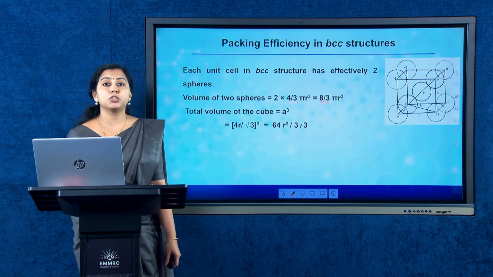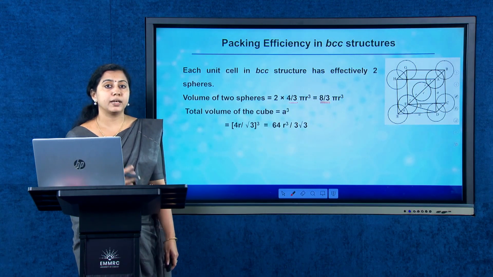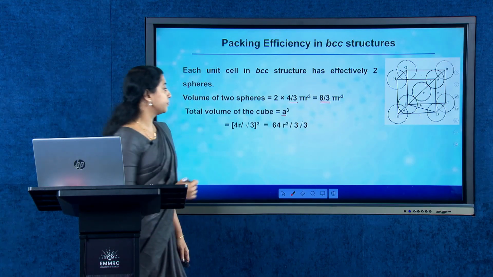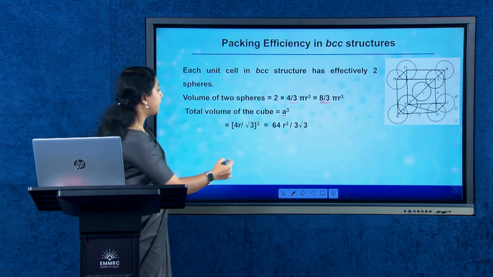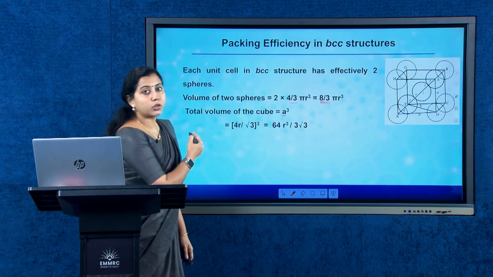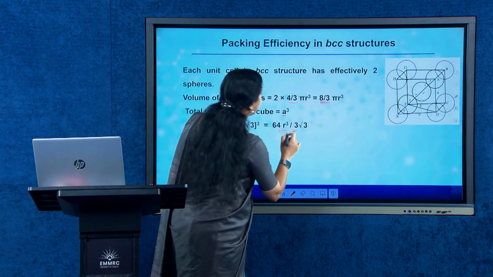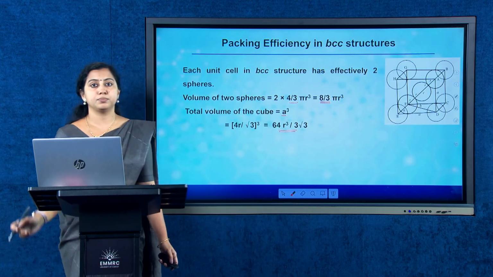Now, what will be the total volume of the cube? The edge length is A, so the total volume of the cube is A cube. So, that is equal to A, which is 4R by root 3, the whole cube. If you take the cube, you will get 64R cube by 3 root 3.